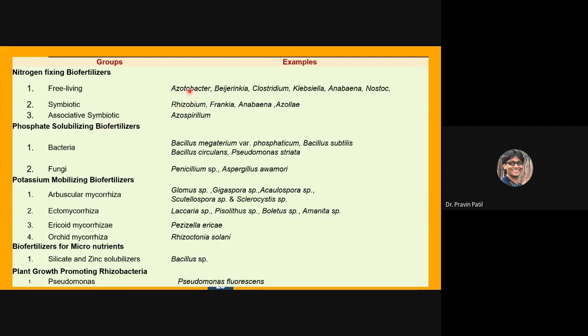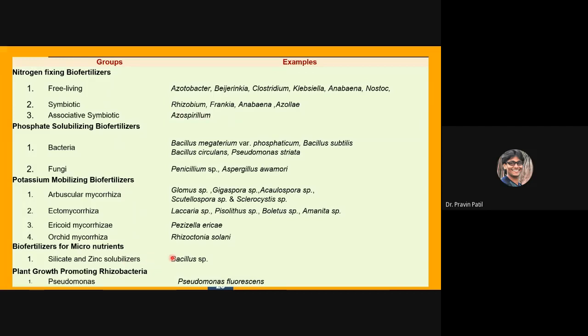So similarly, Azotobacter, Clostridium, and Nostoc are several bacteria which can be used as nitrogen fixing biofertilizers. Several Aspergillus and Penicillium fungal species can be used as phosphate solubilizing biofertilizers. They solubilize the phosphate present in the soil, and that insoluble phosphate gets converted into a soluble form, which can be taken up by the plant. Similarly, potassium mobilizing biofertilizers are also there, where several types of mycorrhiza and bacterial species can be employed. Then there are biofertilizers for micronutrients.